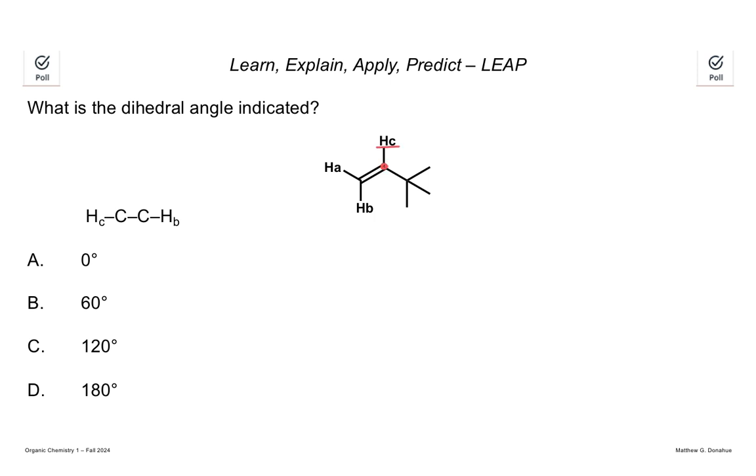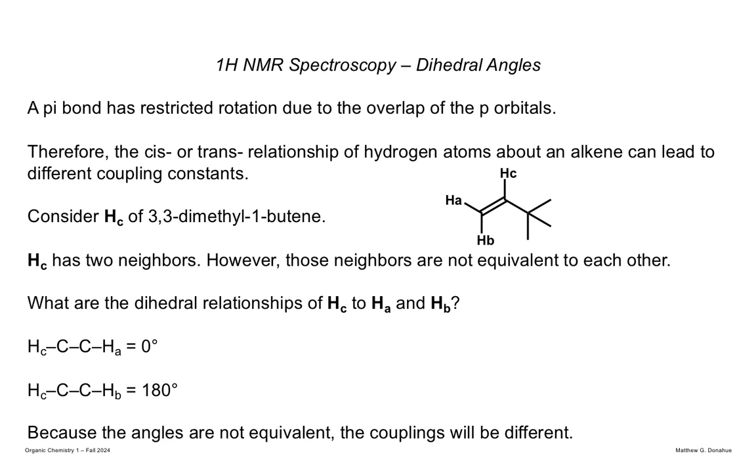HC to carbon, carbon to HB. Again, they lie in the same plane, but they're on opposite sides of that pi bond. So their angle is 180. So due to that restricted rotation from the pi bond, which is again the overlap of the p orbitals, we have these 2 relationships.